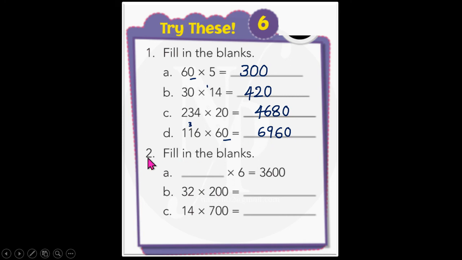Coming to question number 2, fill in the blanks. A: So here the product is given and a blank space is given, that is we need to find a number here to be multiplied by 6 to get 3600 as the product. So in the number we write here, there should be 2 zeros because we have 2 zeros in the product here. Let me write those 2 zeros here.